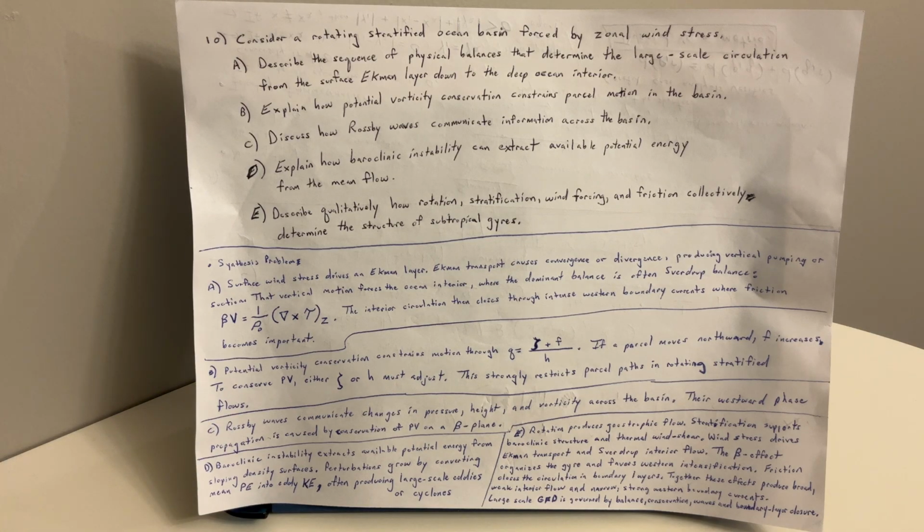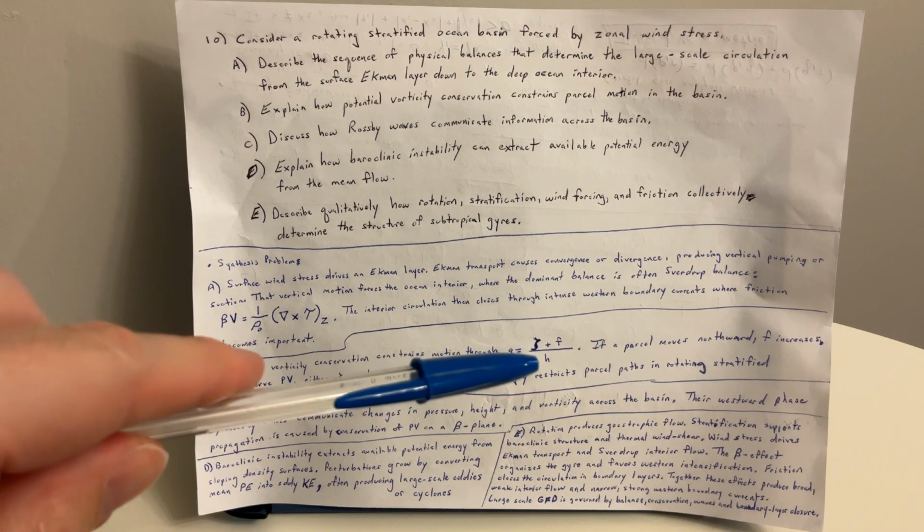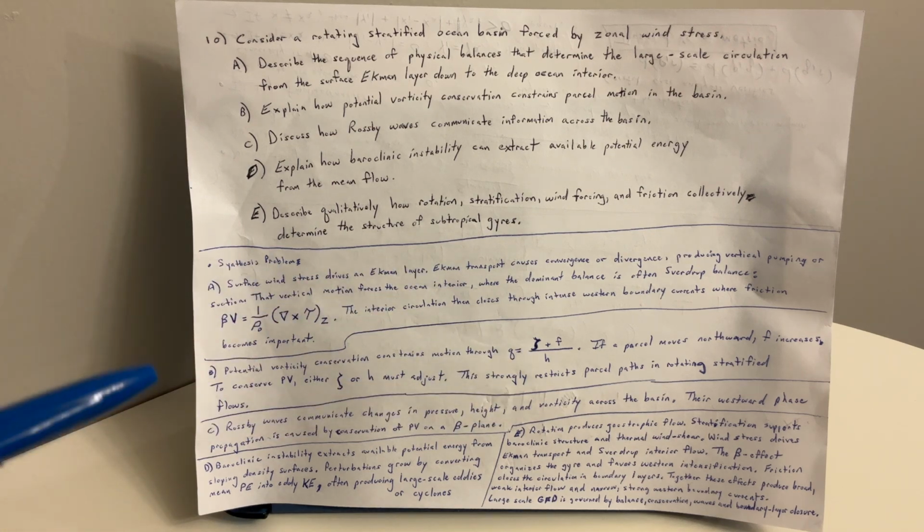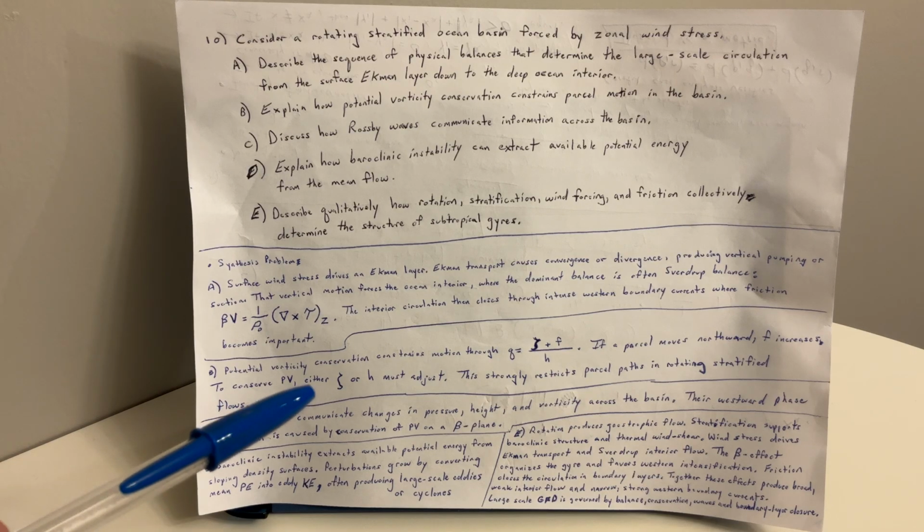Part B, explain how potential vorticity conservation constrains parcel motion in the basin. So for part B, potential vorticity conservation constrains motion through Q equals zeta plus f over H. If a parcel moves northward, f increases. To conserve PV, either zeta or H must adjust. This strongly restricts parcel paths in rotating stratified flows.